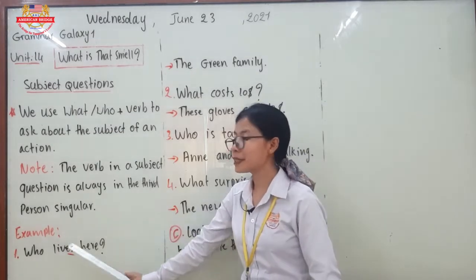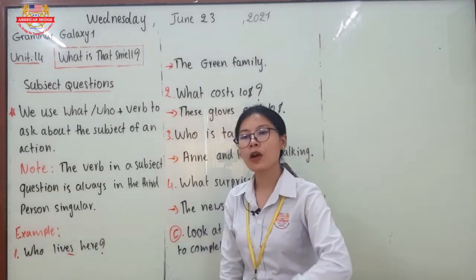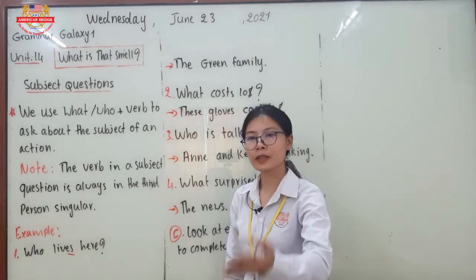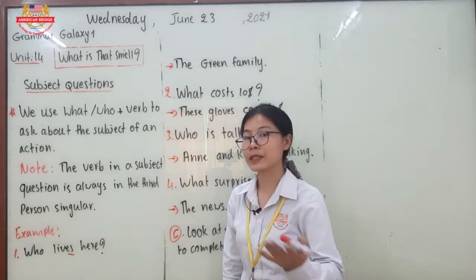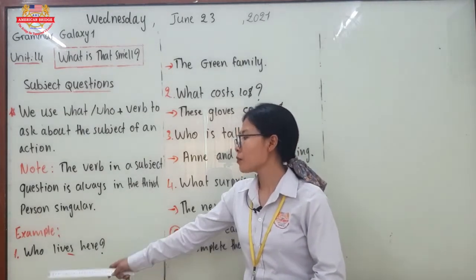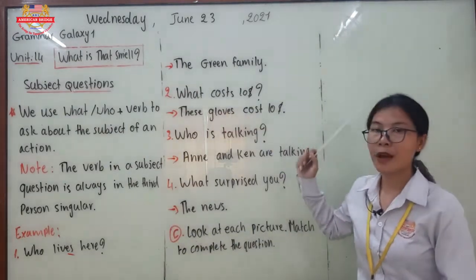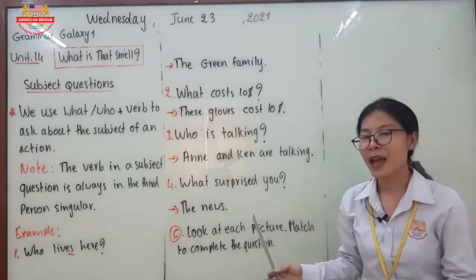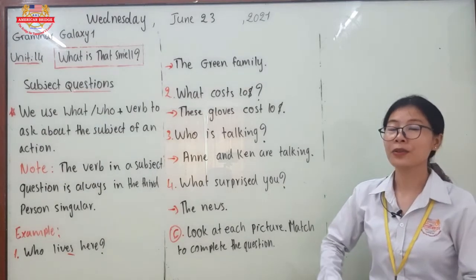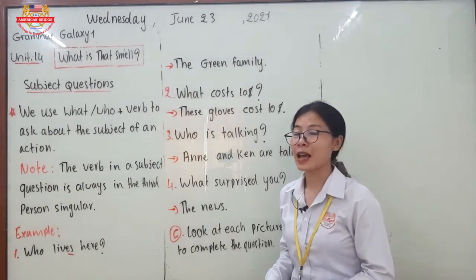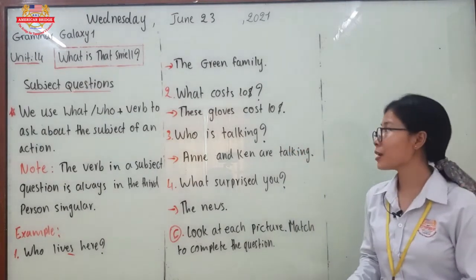So who lives there? When you don't know about a person who lives there, you can ask with who. And here we don't know about the subject yet, right? So the answer is the Green family. So now you know about the subject. Exactly. Now you know about the subject. Let's go to the next one.